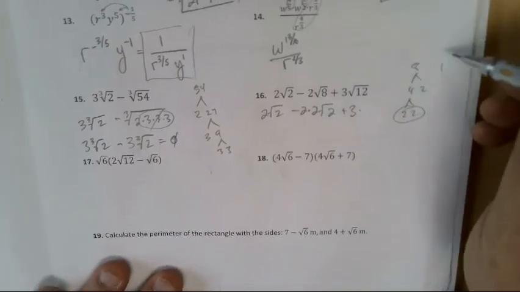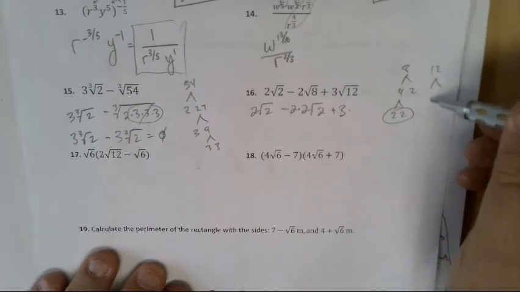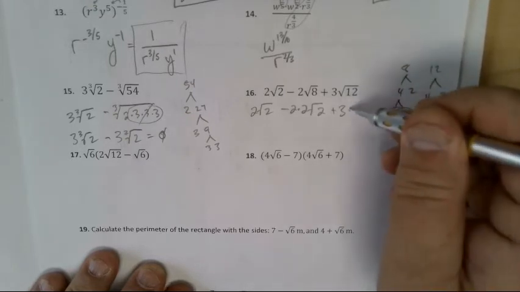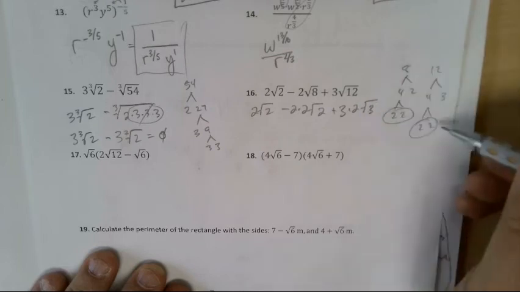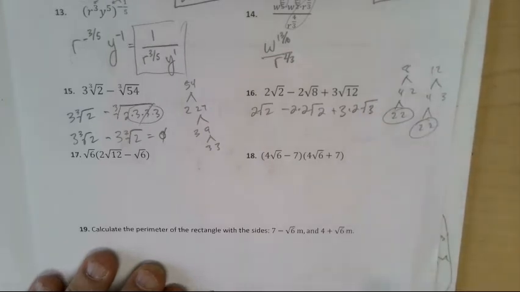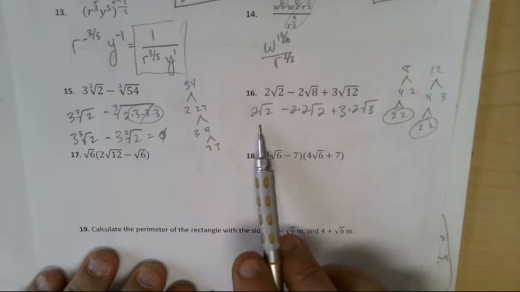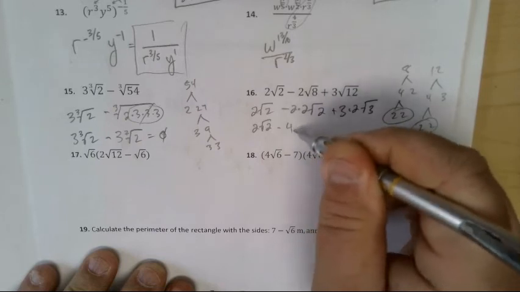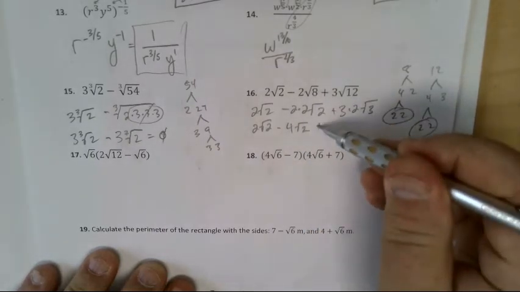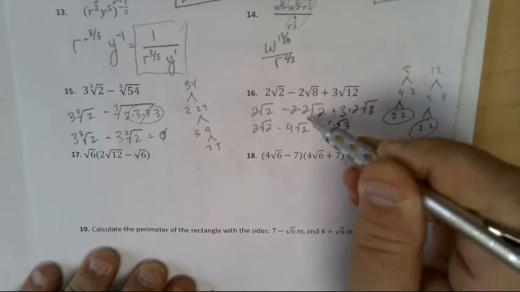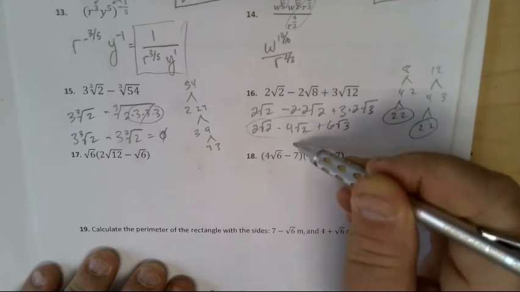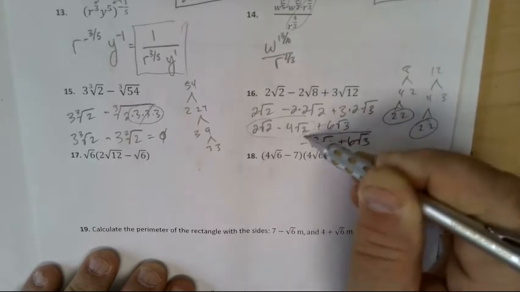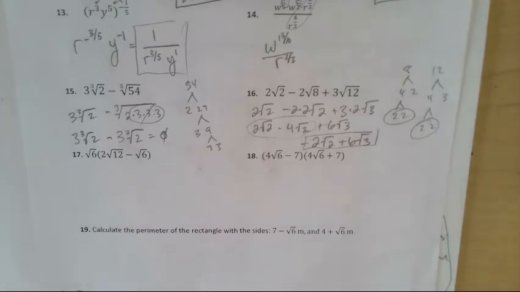Well, 12 is the same as 4 times 3, and 4 is 2 times 2. There's a pair of 2's I can pull out. And that 3 is left underneath. So here I've got 2 square roots of 2 minus 2 times 2 is 4 square roots of 2 plus 3 times 2 is 6 square roots of 3. These are alike. 2 minus 4 is negative 2 square roots of 2 plus 6 square roots of 3. And there I'm done because these are not alike. I can't combine them. Okay?